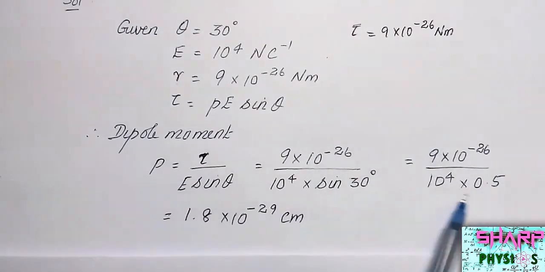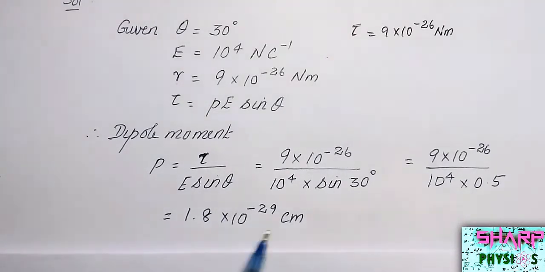And when you solve this, you get the answer 1.8 into 10 to the power minus 29 centimeter. So this is the dipole moment.